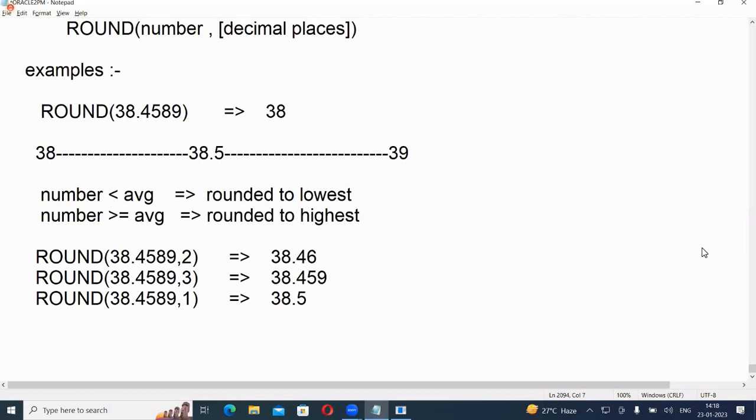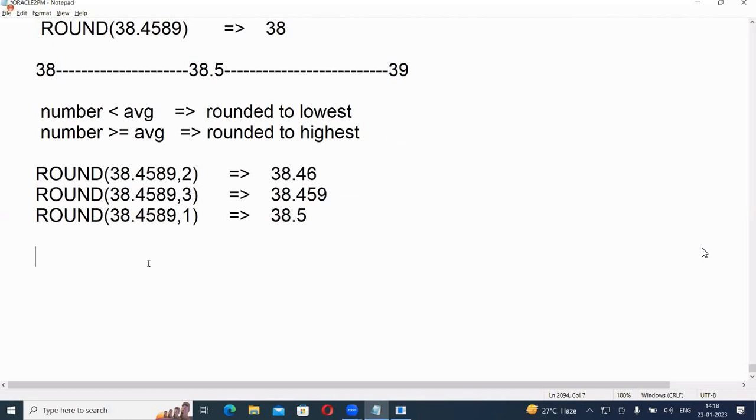This is how the round function works. The first example, rounding the number to integer. Rounding the number to 2 decimals. Rounding the number to 3 decimals. Rounding the number to 1 decimal.